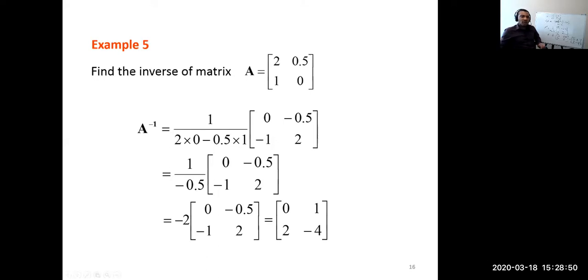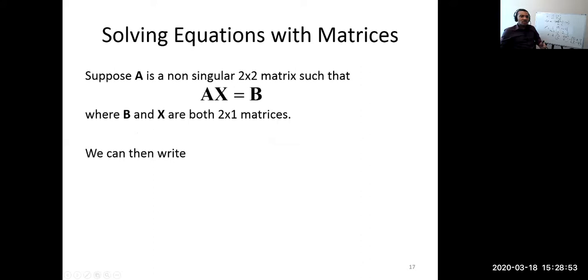Now we move on to the final bit, which is solving equations with matrices. So suppose A is a non-singular 2 by 2 matrix, such that AX equals B, where B and X are both 2 by 1 matrices. We can then write an expression to find X from this. Okay, so I'm going to rub this off and we carry on with that one. We're nearly there.